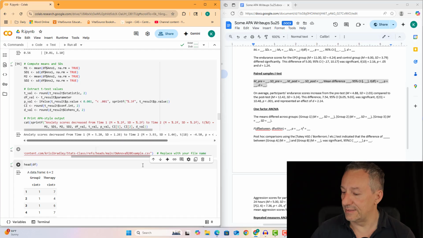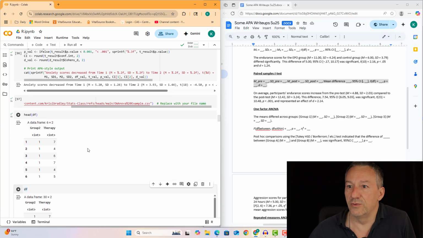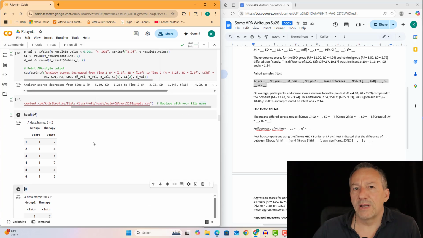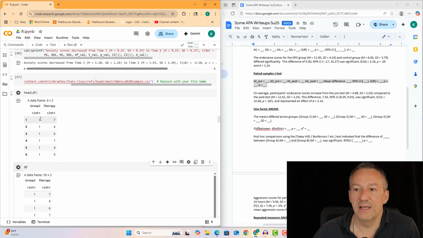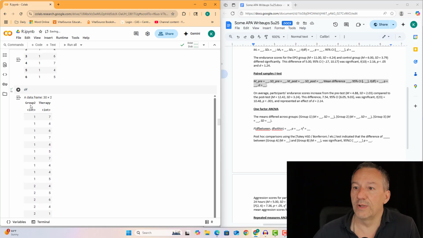Let's see what this is. Okay, print this out. Group 2, therapy. So there were 3 different groups. Okay, let me back up. Head(df) just gives you those first 6 rows. If you need to see all of it, because you're wondering how many groups there are, if you do df, it'll show you all of the data, and we have 3 different groups.